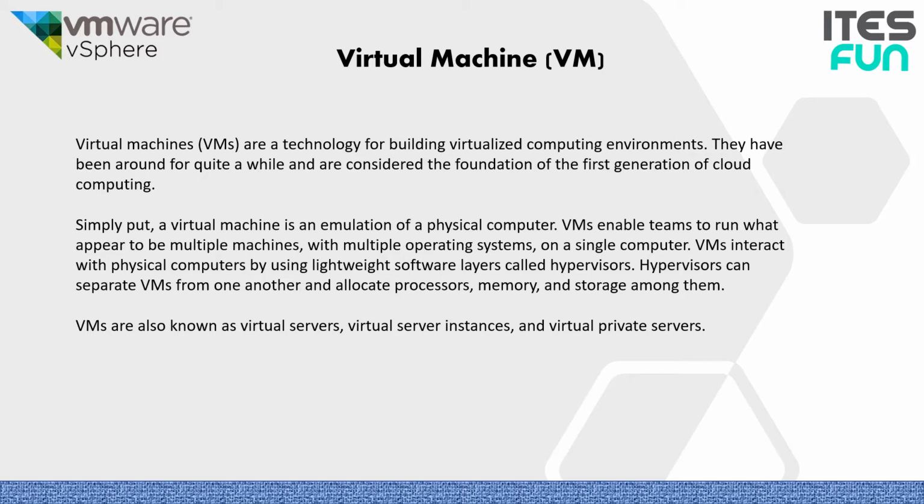Simply putting, a virtual machine is an emulation of a physical computer. VMs enable teams to run what appear to be multiple machines with multiple OS on a single computer. VMs interact with physical computers by using lightweight software layers called hypervisors. Hypervisors can separate VMs from one another and allocate processors, memory, and storage among them. VMs are also known as virtual servers, virtual server instance, and virtual private servers. We have already discussed this in our previous lessons. You can check this out on the card which is showing above.